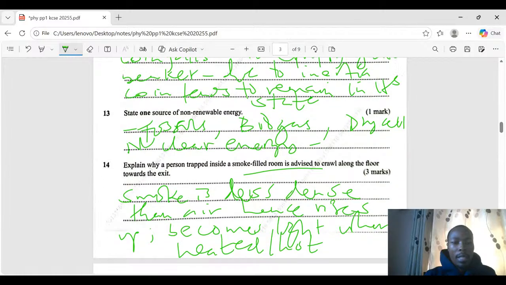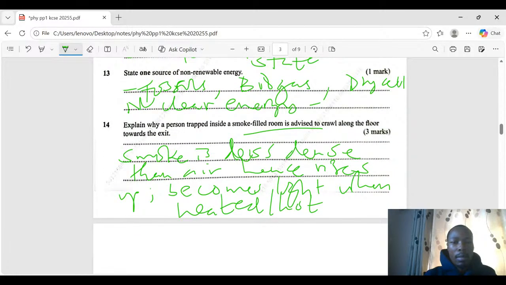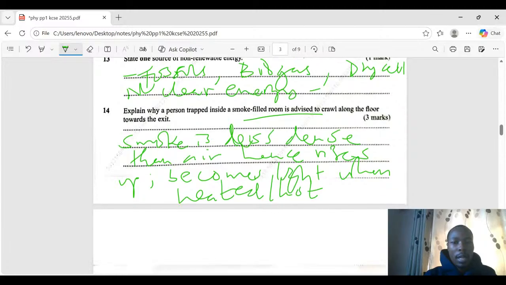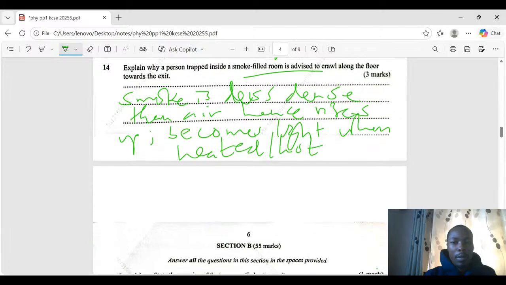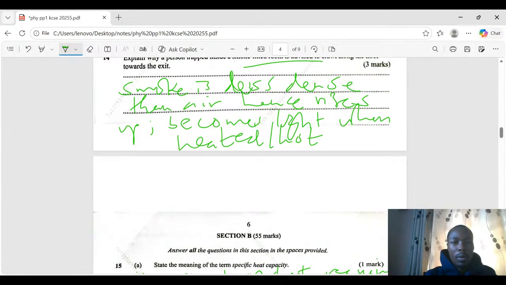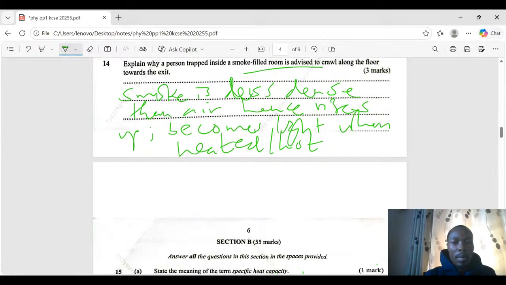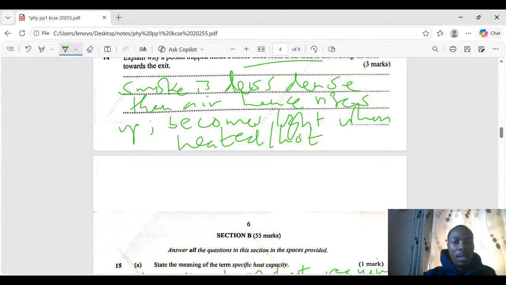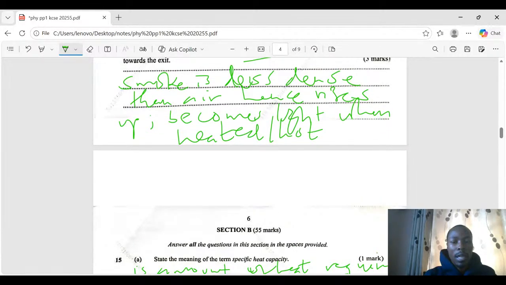Now, number 13: state one source of non-renewable energy. Sources like fossils, nuclear energy. Explain why a person trapped inside a smoke-filled room is advised to crawl along the floor towards the exit. Remember, if you crawl along the floor, there are less dense dust particles, so you do not feel like crying. So what I'm saying is, the smoke, when heated, becomes less dense and moves up. It is lifted up.